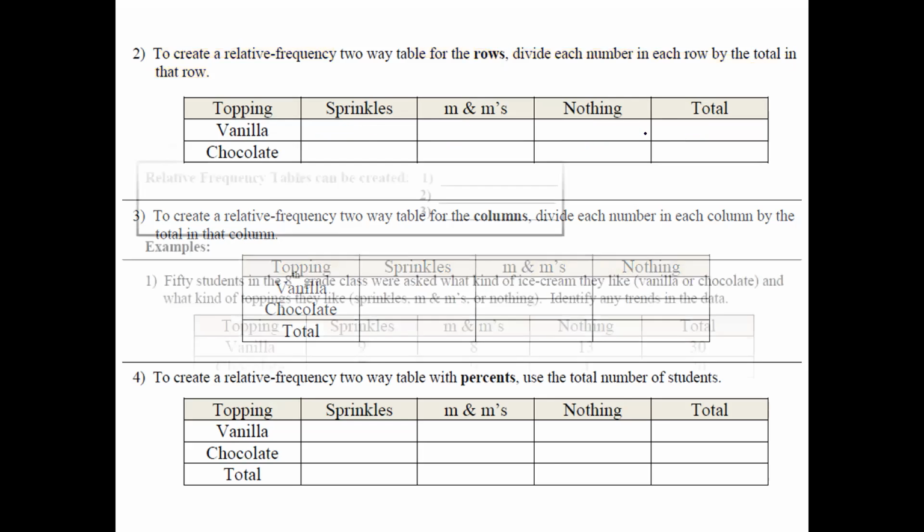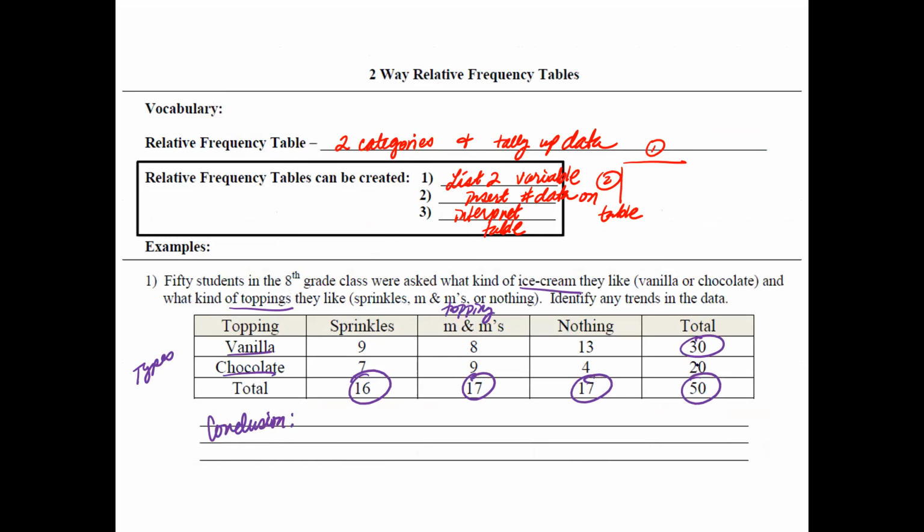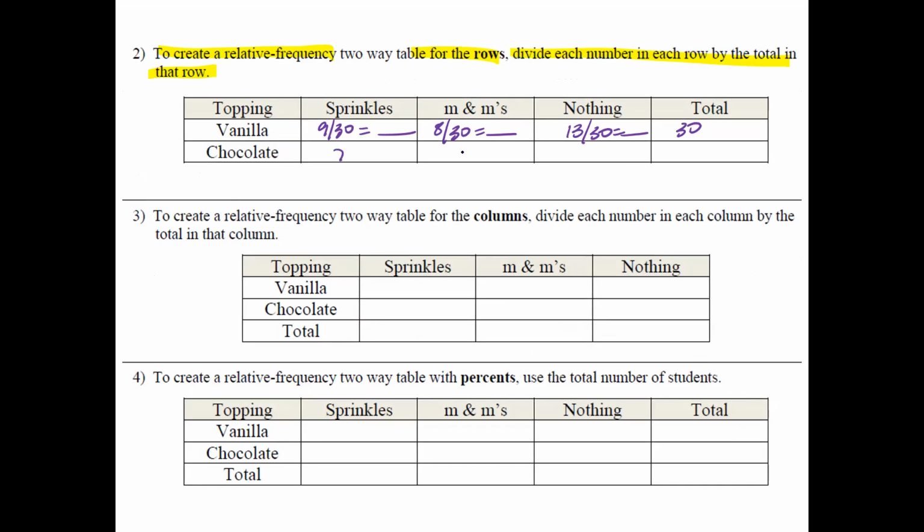We're going to do the same thing with chocolate. Going back to the table, the total of chocolate is out of 20, with 7, 9, 4. So I'm going to divide each by 20. And then just write down your answer right here. Next, we're going to look at the next chart.